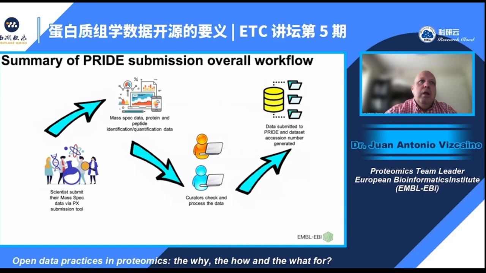So the scientists submit the data using the PX submission tool that I will explain in the next slide. And for that, again, we need the raw data, the results, and also any other kind of data. Then PRIDE curators check and process the data. Before, there used to be a lot of manual components here, and now it's more and more automated, and curators only look at the data if it's really required. And then, of course, the data gets submitted to PRIDE, and a data set accession number is generated.